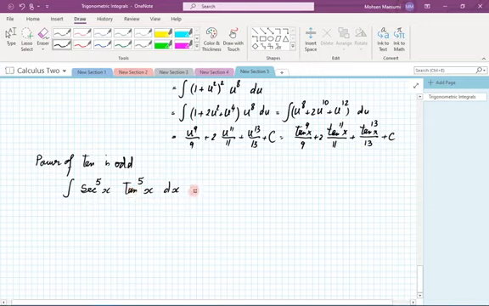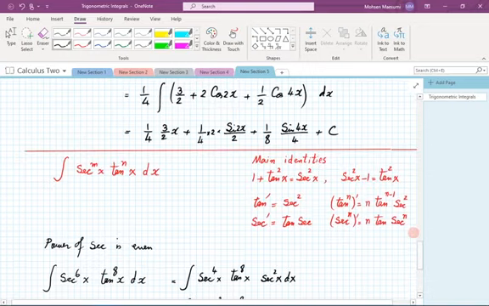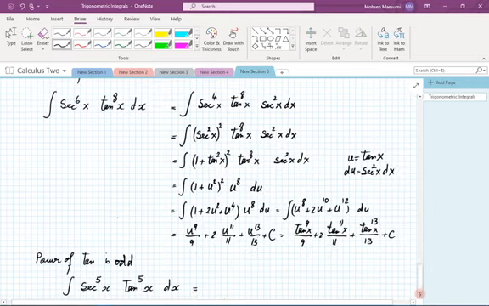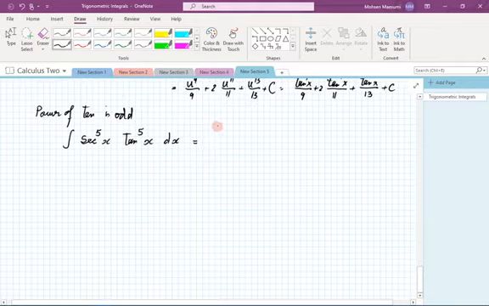So how do we approach in this case? In this case, I'm going to set aside a single tangent and single secant as a derivative of secant, and then convert everybody else to secant. So that's the trick. So I'm going to write secant tangent dx, and that's going to be the derivative of a secant for us. And then now I have secant to power of 4 of x, tangent to power of 4 of x, and the rest of stuff.